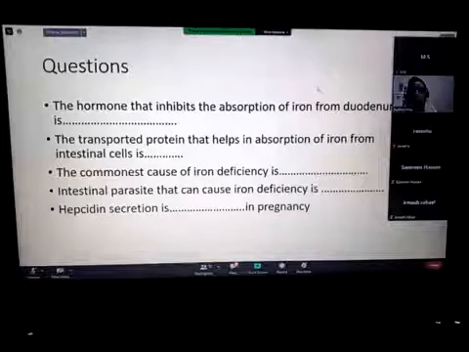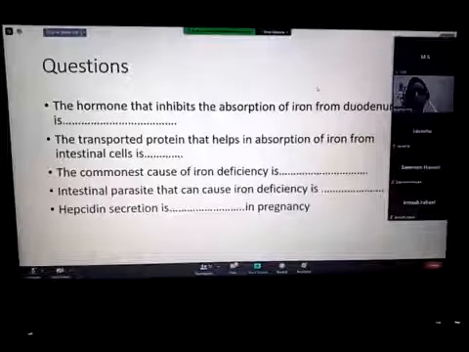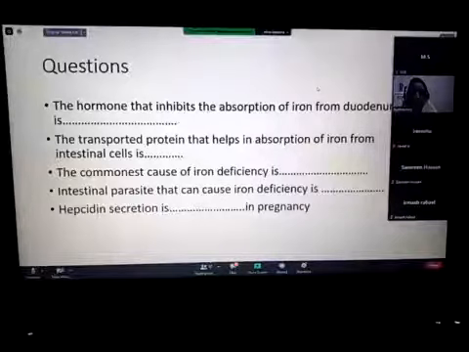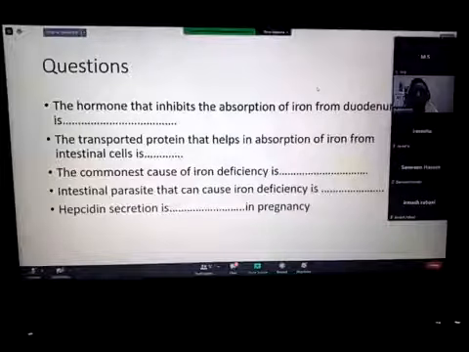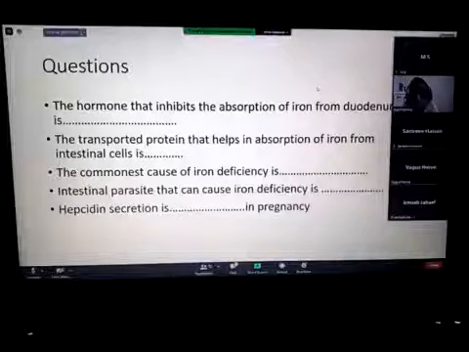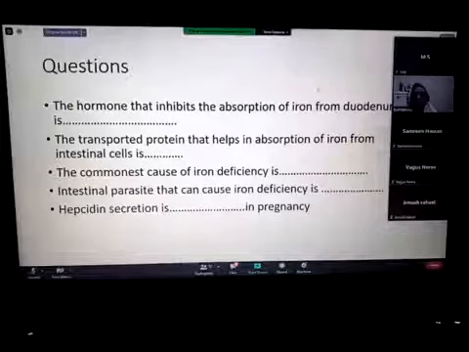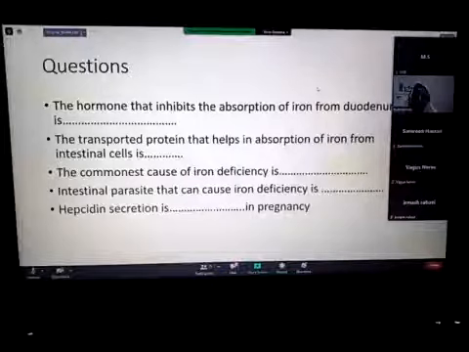The transport protein that helps in the absorption of iron from intestinal cells is DMT1. The commonest cause of iron deficiency is nutritional. The intestinal parasite that can cause iron deficiency anemia is Ancylostoma duodenale. And is hepcidin secretion increased or decreased in pregnancy? Decreased. Yes, very good. It is decreased in pregnancy because it's a state of iron deficiency, right? It's a negative regulator for iron absorption.